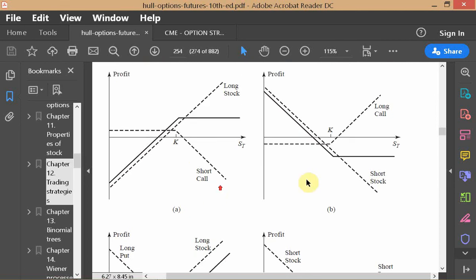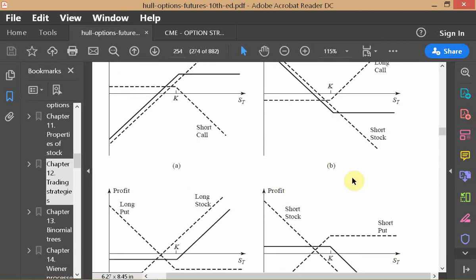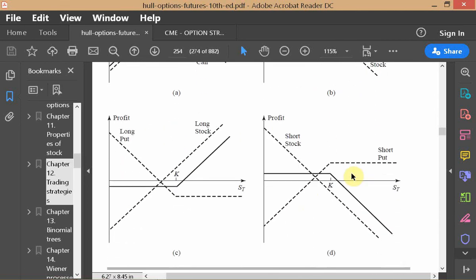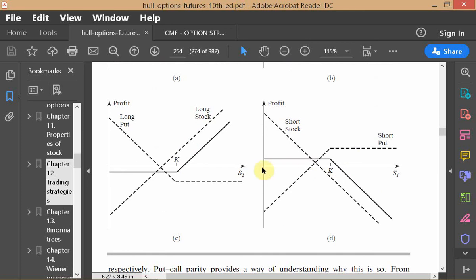B is a short put. D is a short put. Yes, you agree? What happens in D when you're short? Obviously, it's a short position because you're making a profit. Okay, but is it a short put here? Let's look at it. It is showing that there is a loss when the underlying asset price goes up.